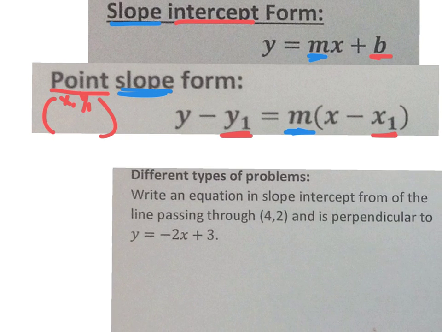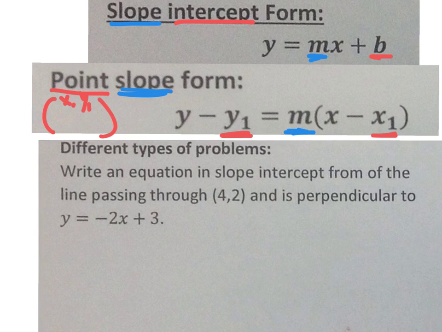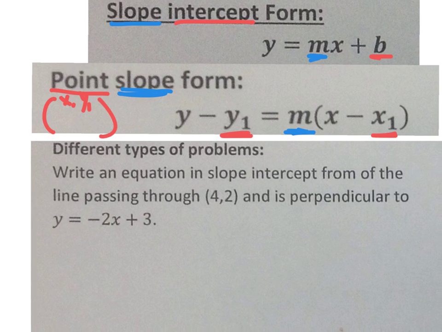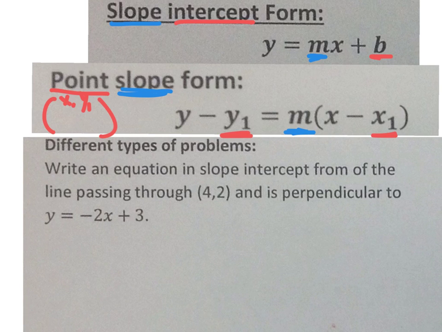look at this question, which was the last part of our notes today, which we didn't get to. It says, write an equation in slope-intercept form. That's the above one up here, y equals mx plus b. It says, of the line that passes through (4, 2) and is perpendicular to y equals negative 2x plus 3.